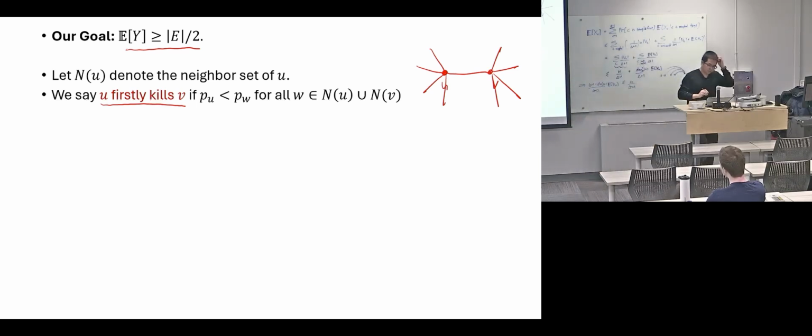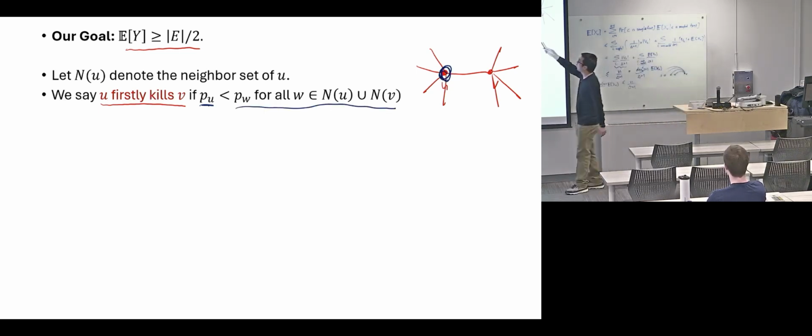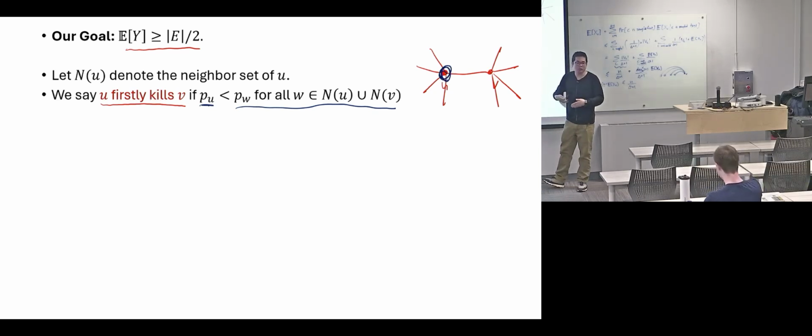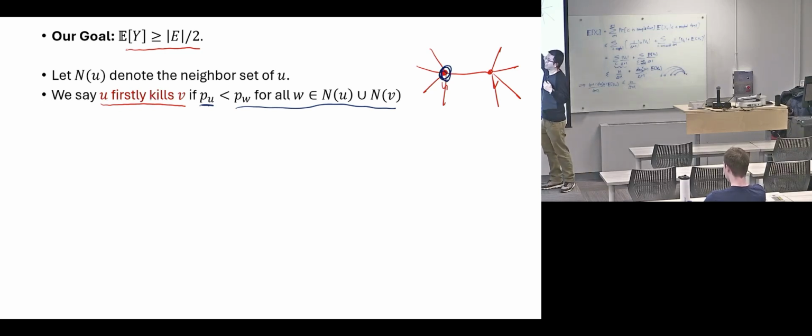So why do I say that it firstly kills v? Because if the priority of u is less than everyone in this set, first of all it means that u is a local minimum. So u would be included into the set S, and then u would be removed in the next iteration together with all of its neighbors, which includes v. But v could be removed by some other nodes too.